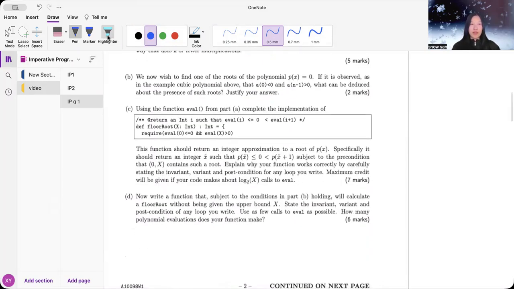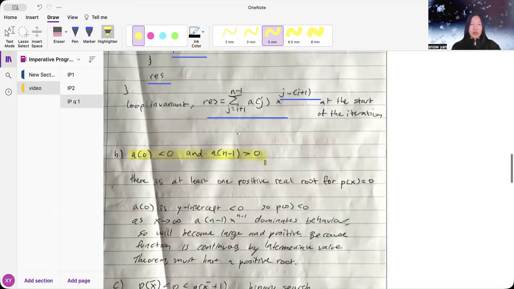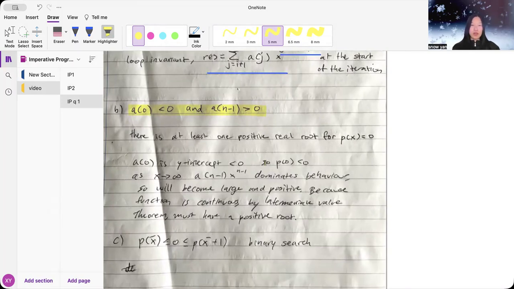In part B, we now wish to find one of the roots of the polynomial, p(x) equals 0. If it is observed, as in the example cubic above, that a0 is smaller than 0 and a_n minus 1 is greater than 0, what can be deduced about the presence of such roots? Justify your answer. So basically what we can conclude from these two conditions combined is that there's at least one positive real root for p(x) equals 0. Why is that the case? This is kind of the proof behind it.